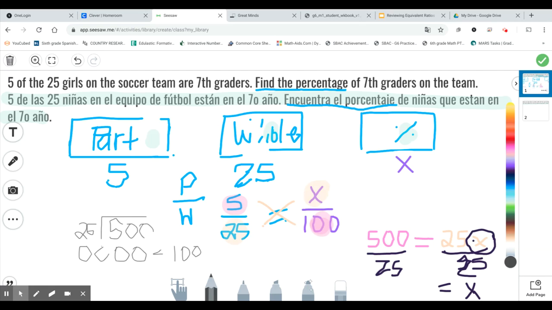And I have 500, so I'm just going to multiply 4 times 5 to equal 20. So my answer is 20. Therefore, X is equal to 20, and my percent is 20. 20% of girls on the soccer team are 7th graders. Let's try this one more time.